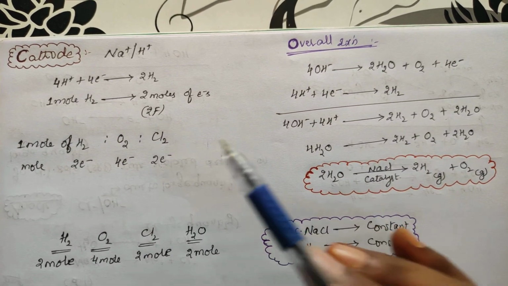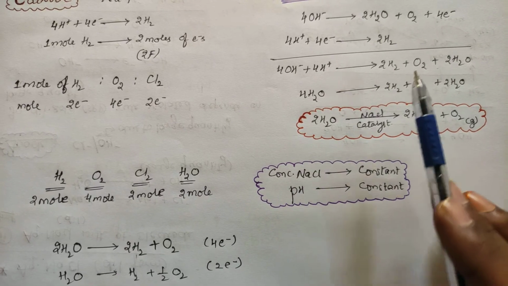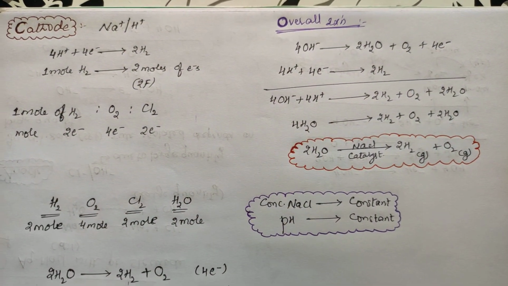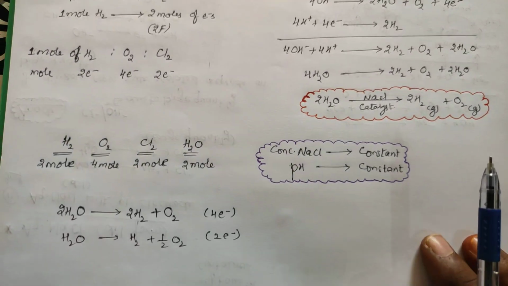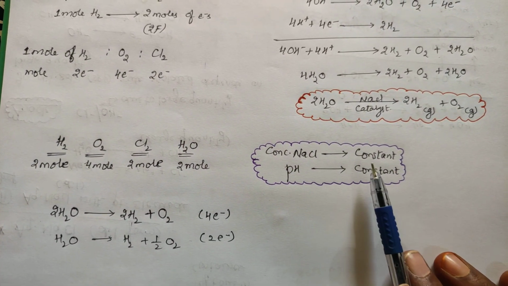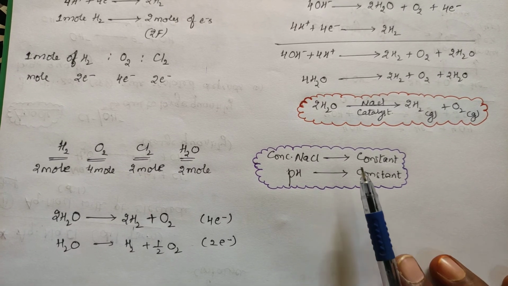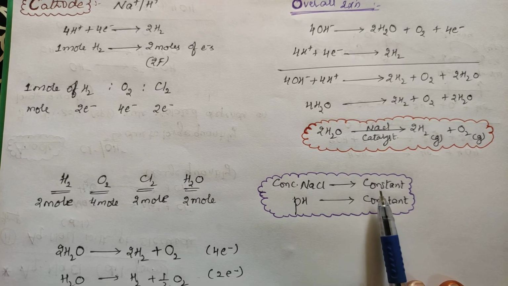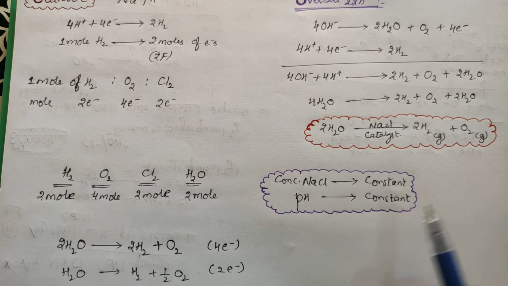Okay, right. What happens in this dilute solution? It means the concentration of NaCl will remain constant. Okay, H plus. The concentration of NaCl remains constant. Why is it constant? Okay, right. You keep it aside.